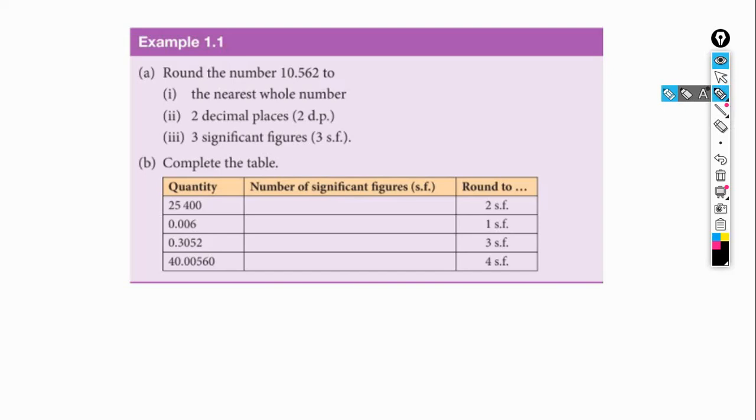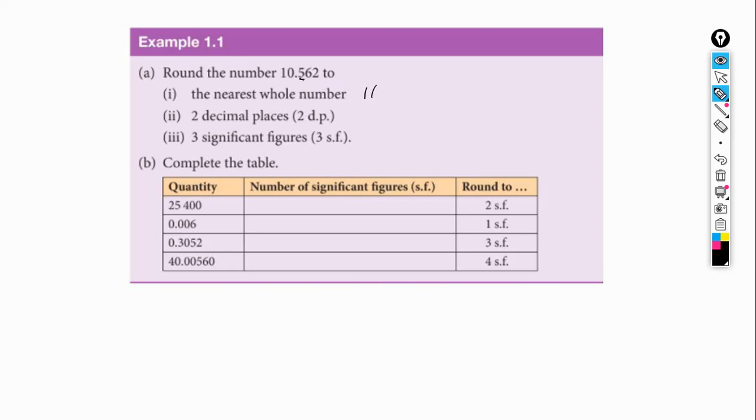Very well, so here we are with example 1.1, and it says part A, round the number 10.562 to the nearest whole number. That means they only want us to write the whole part of this number, but notice that we have to round it up because we have a 5 in the tenths position, right? So we would have to round this to 11. That would be the nearest whole number.